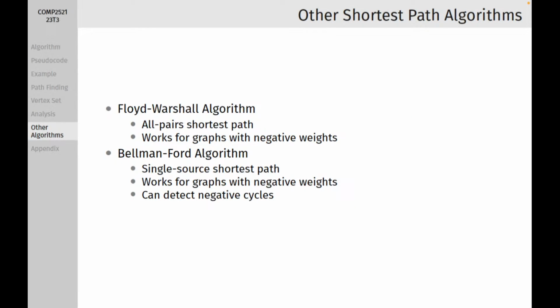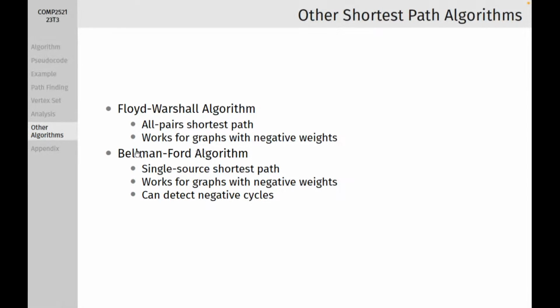All right, so here are some other shortest path algorithms for your curiosity, that we're not going to cover, by the way. The Floyd-Warshall algorithm is another well-known algorithm, and it's good at computing all pairs shortest path, which means finding the shortest path between all pairs of vertices. And unlike Dijkstra's algorithm, it works for graphs with negative weights.